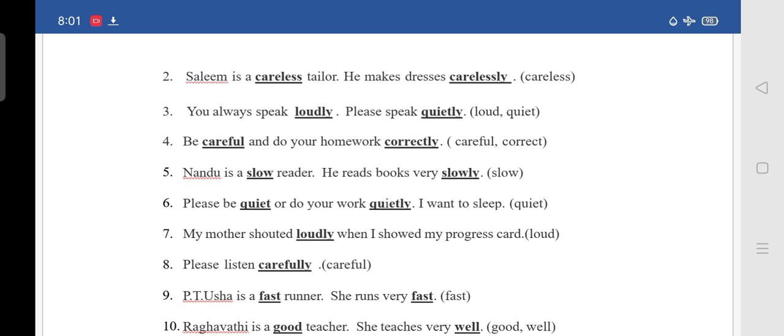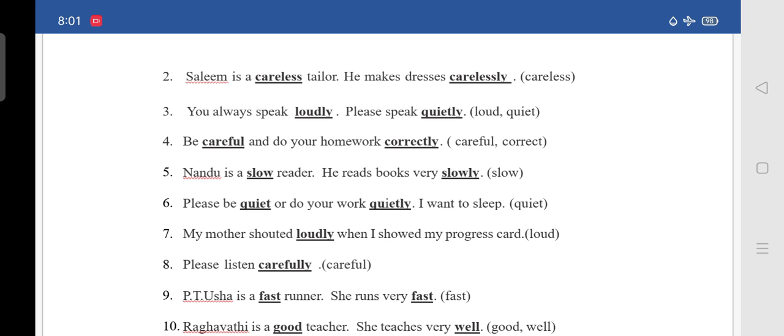I want to sleep. See the seventh. My mother shouted dash when I showed my progress card. In the bracket, they have given loud. My mother shouted loudly when I showed my progress card. See the eighth one. Please listen dash. In the bracket they have given careful. So what will you be writing?